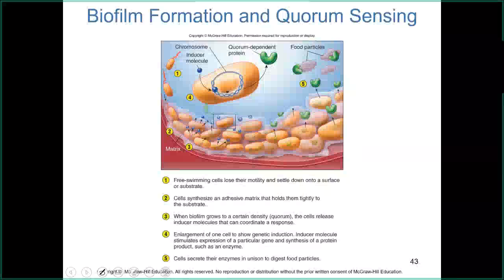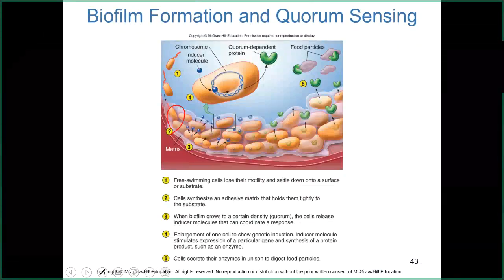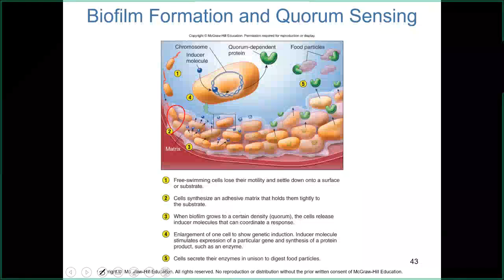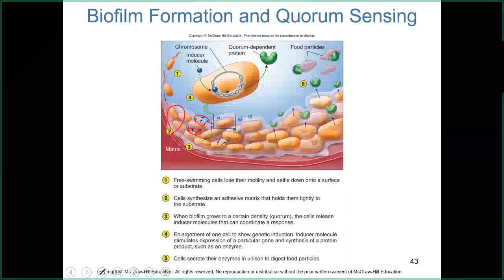So this shows a compartment, say, in a person's gut. And initially it's like this, there's just a few organisms there. But as they settle, they begin to divide and they become more numerous. And they start secreting these inducer chemicals. And those are passed from one individual to the next. And this shows what happens when they're taken up.